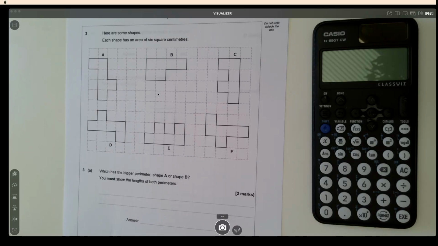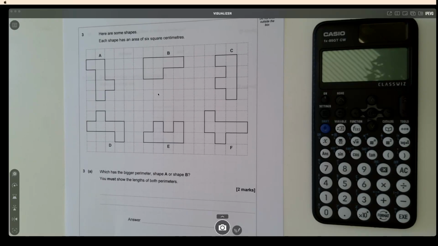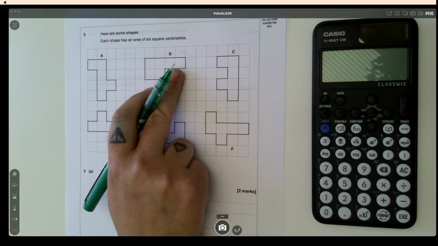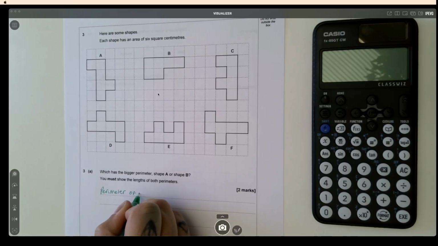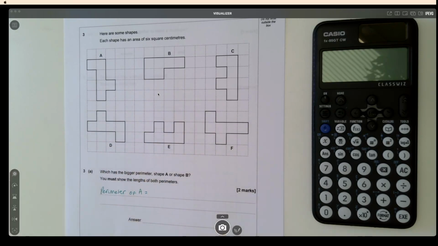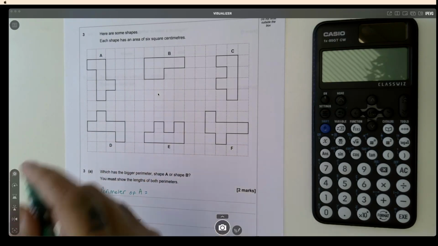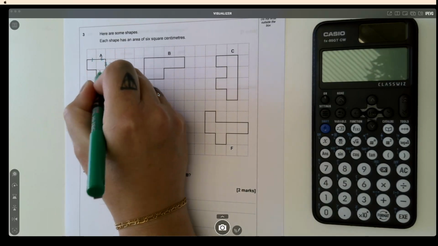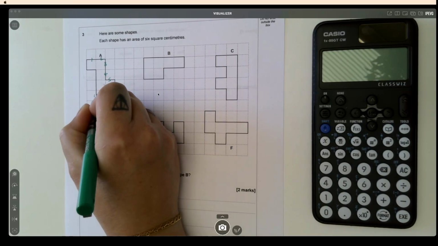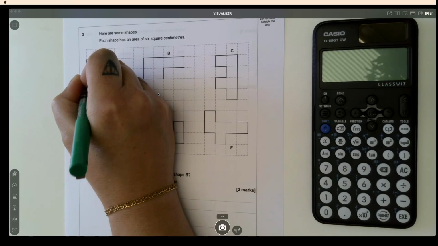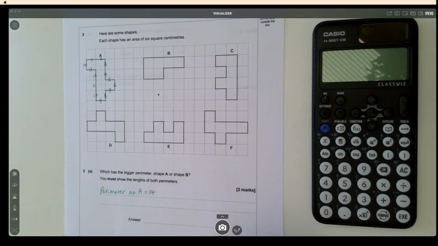Question 3. Here are some shapes. Each shape has an area of 6 square centimetres. 3a. Which has the bigger perimeter, shape A or shape B? You must show the lengths of both perimeters. So we're using shape A and shape B, and we're going to find out the perimeter. So, perimeter of shape A. So we're going to count all the way around the outside of the shape. So the perimeter is all the way around the outside. So we've got 1, 2, 3, 4, 5, 6, 7, 8, 9, 10, 11, 12, 13, 14. So the perimeter of A is 14.